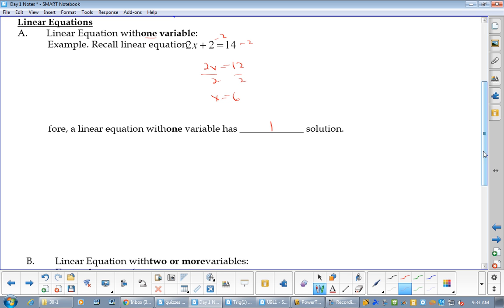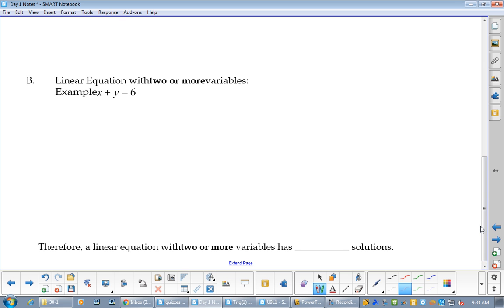Okay, well, let's talk about a linear equation with two or more variables. This all got squished a little bit, I don't know why. Let's see if I can move this over. Okay, so x plus y equals 6. Give me one. Okay, so 3 would be 1, correct?